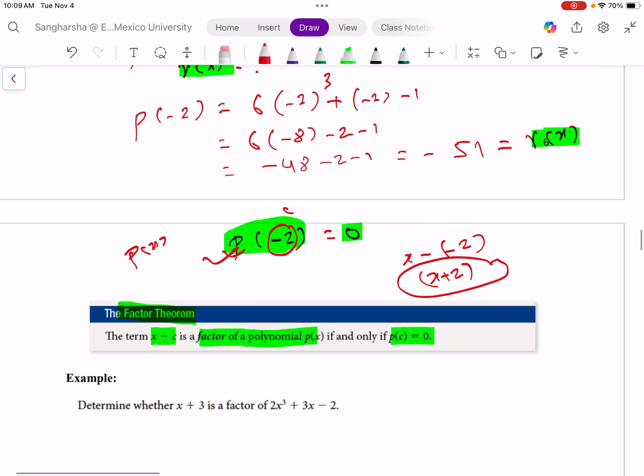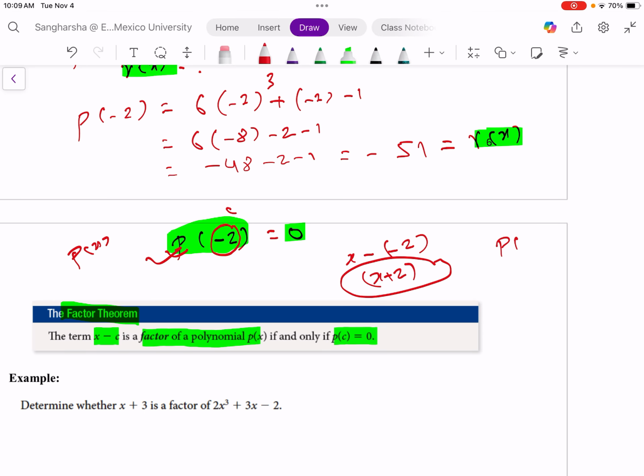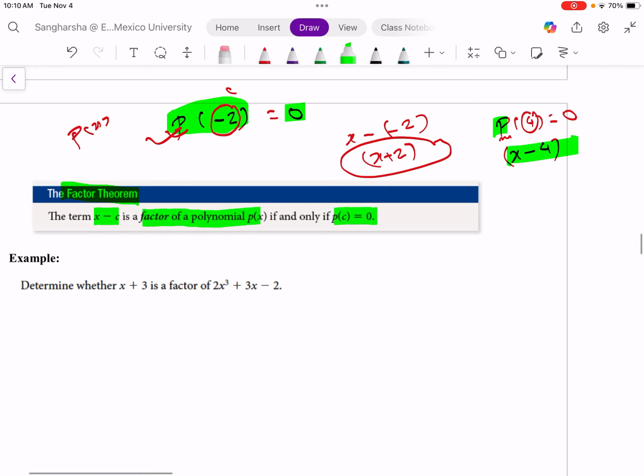In a similar way, for example, if you have p of 4 equals 0, then the factor for this polynomial is x minus 4. So x minus 4 is a factor of the polynomial. Here we have an example. We have to determine whether x plus 3 is a factor of this polynomial or not. Our polynomial p of x is 2x cubed plus 3x minus 2.